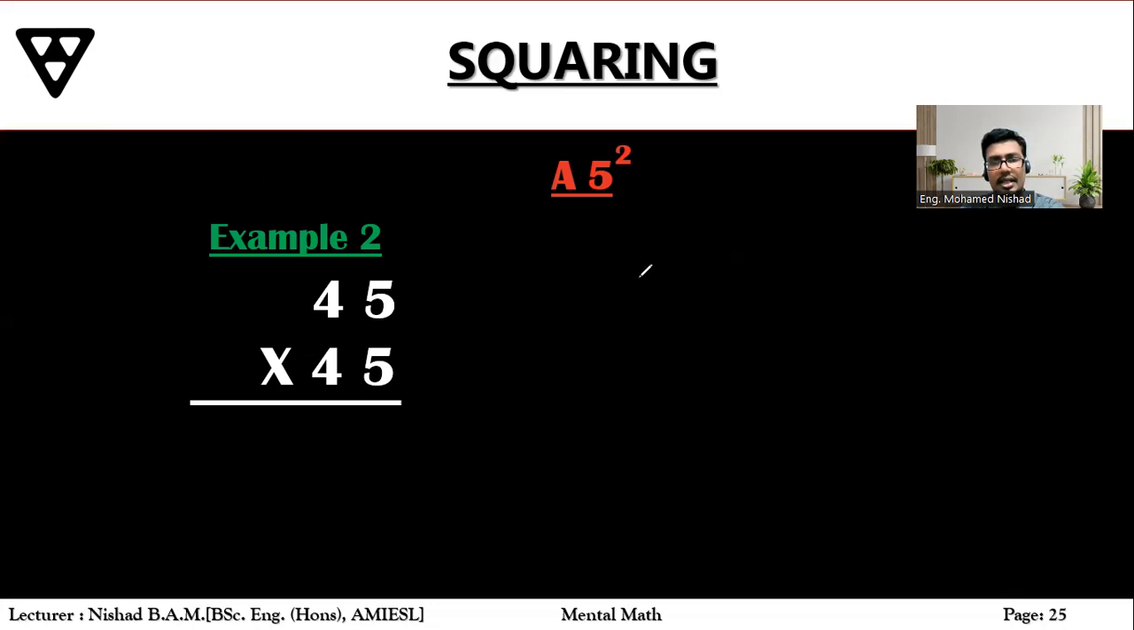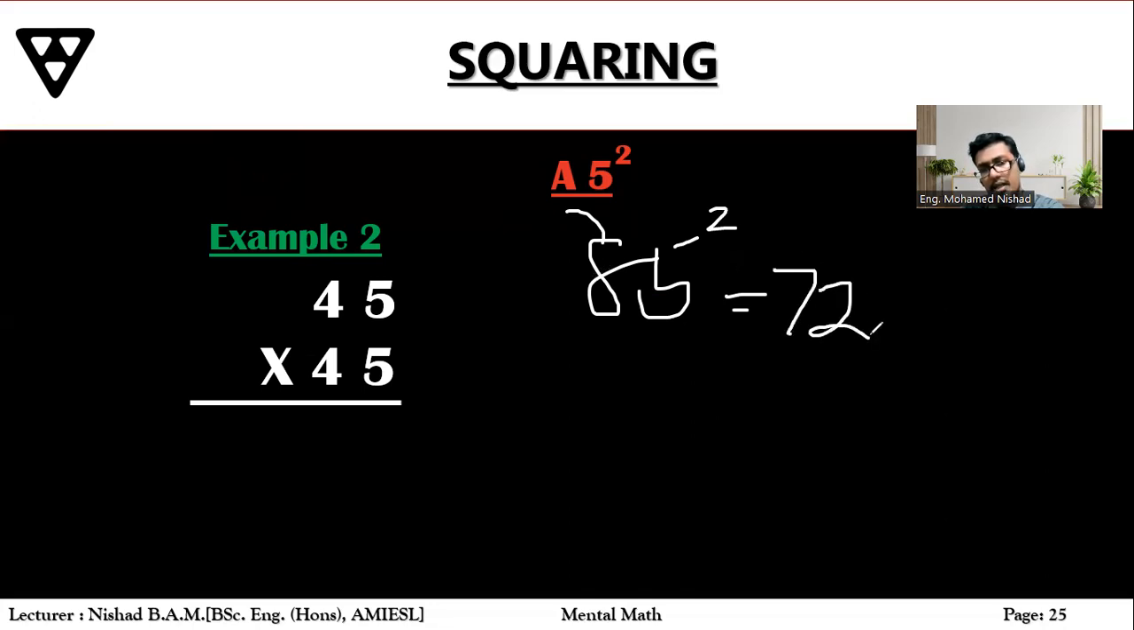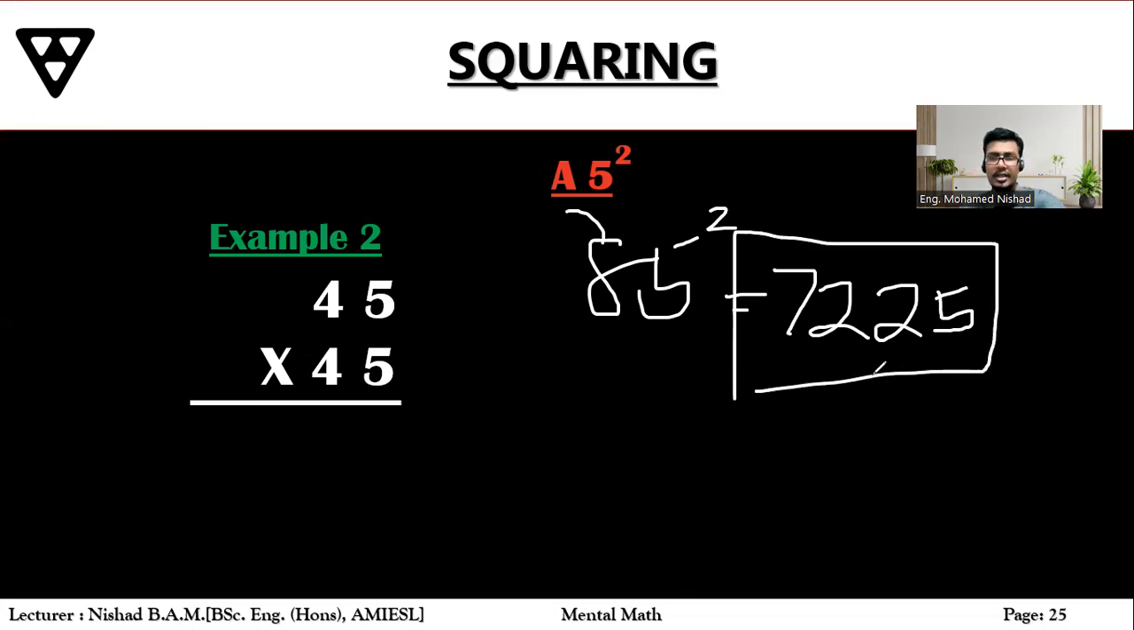So can anyone say how much 85 square will be? We have to add 1 to this number, so it will be 9. 9 times 7, how much? 72, right? So then 7,225. Yeah, that's it. That's how easy it is, right?